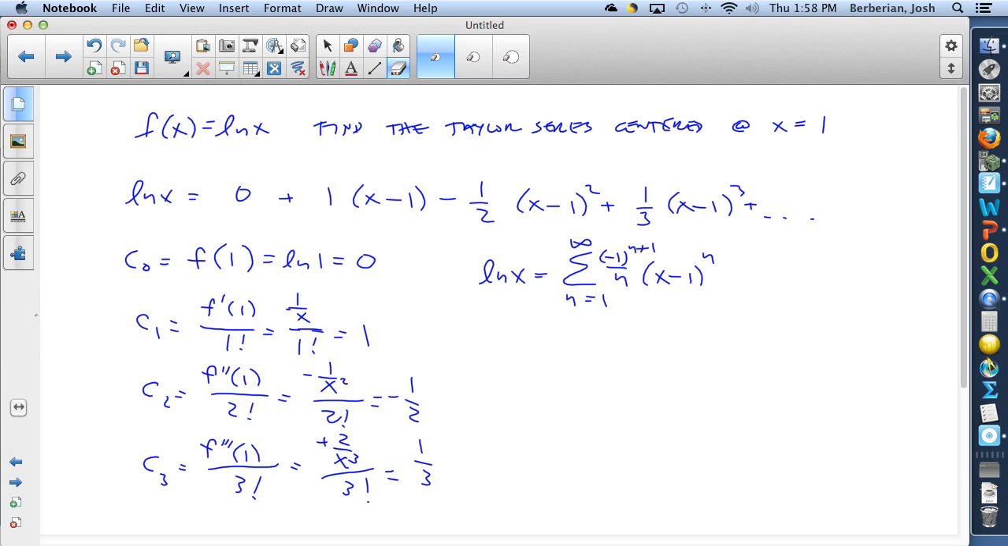Would you agree that while there's a lot of work to do, the work's not hard? I mean, yes, I agree. Yeah, okay, the work's not hard, you just have to be willing to find derivatives, which is a great review.